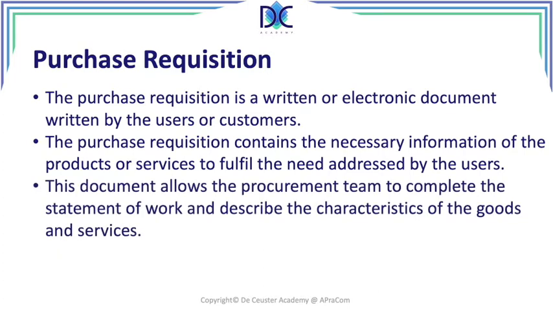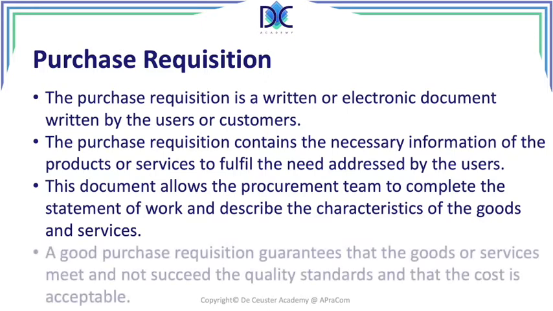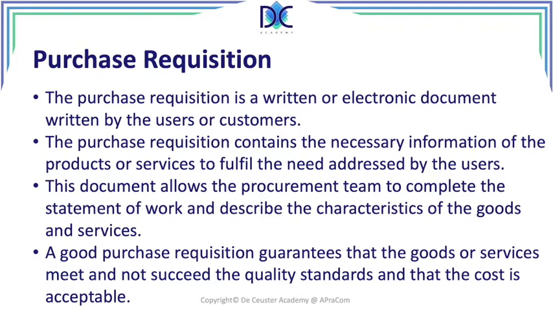Now, here you will, in fact, use this document to create what we call the statement of work. And the statement of work describes all the products, all the elements that we need, including their characteristics. And that's a very important document because this will be the document that the supplier will use to make an offer. When you have a good purchase requisition, you guarantee that you have products that are compliant with the quality standards that you want, and that the products can be accepted for their purpose.